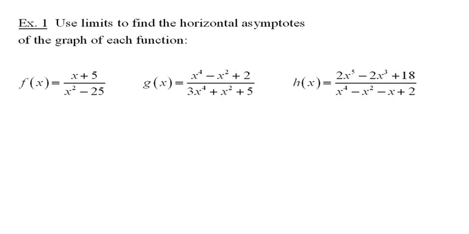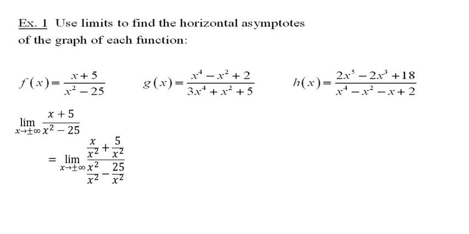Now let's look at those same problems as limits. Start by dividing every term by the highest power of x that appears in the denominator. So in function f, x squared is the highest power of x that appears in the denominator. We'll divide every term by x squared. This creates several fractions that go to 0 as x approaches infinity. And the remaining fraction simplifies to 1. The limit of f is 0 over 1, which is 0.